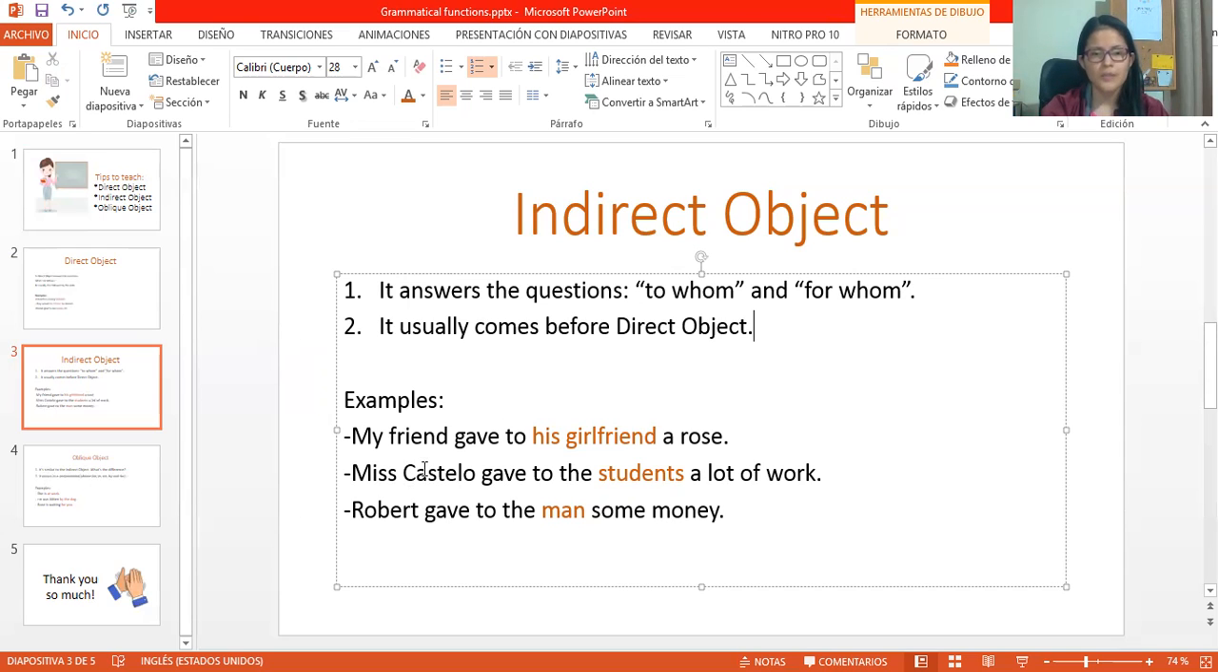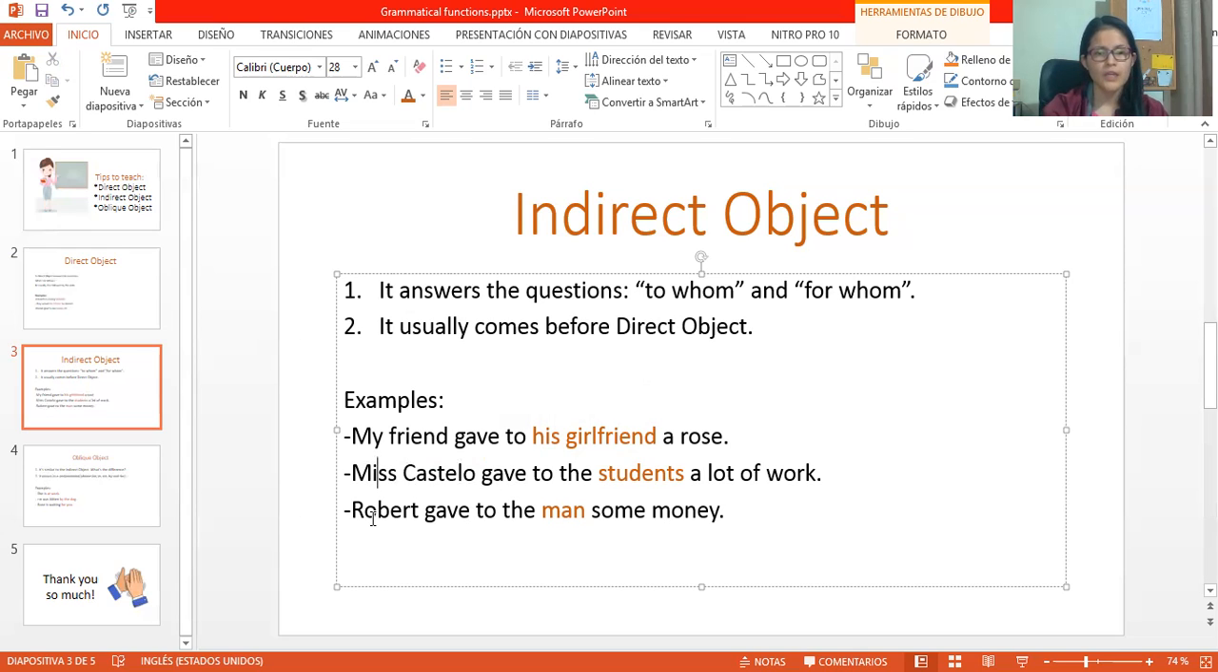Next, Miss Costello gave to the students a lot of work. What's the subject? Miss Costello. What's the verb? Gave. And what's the answer of the question? Well, Miss Costello gave to whom? The answer is students. So students is the indirect object.